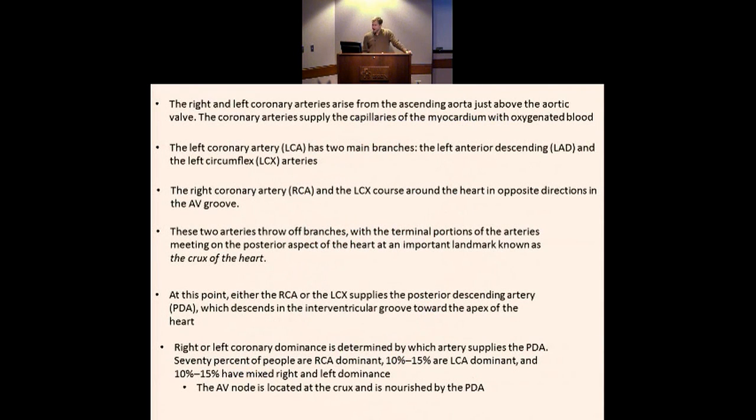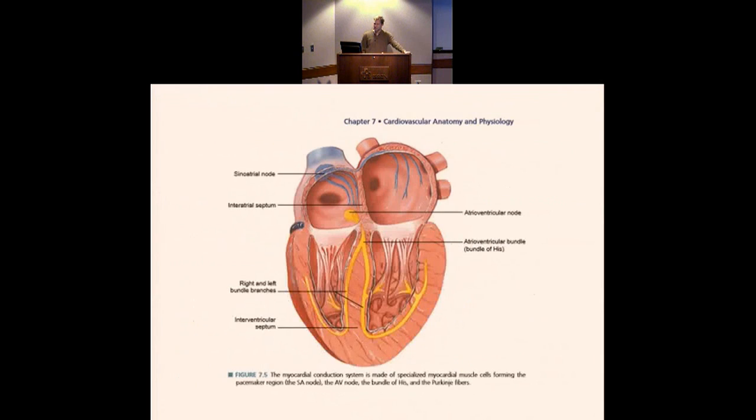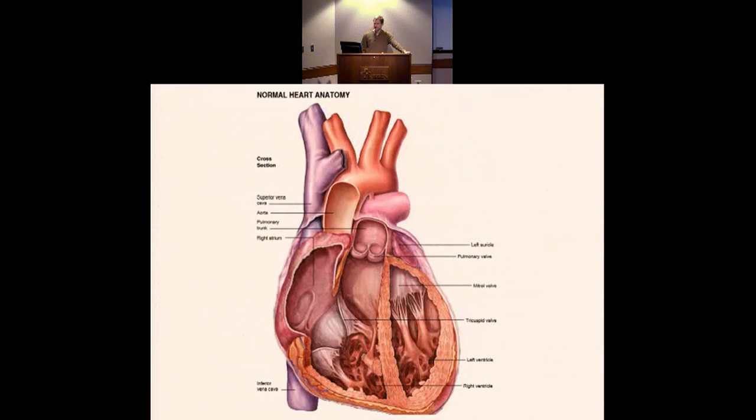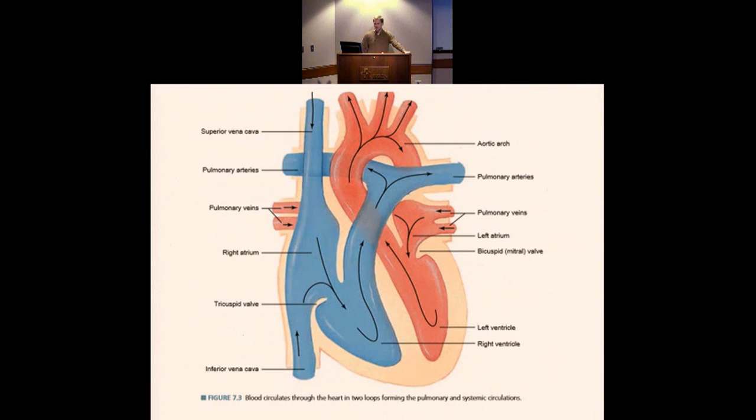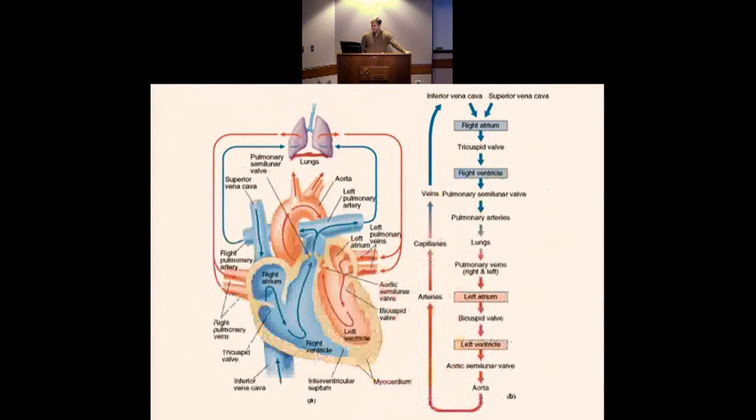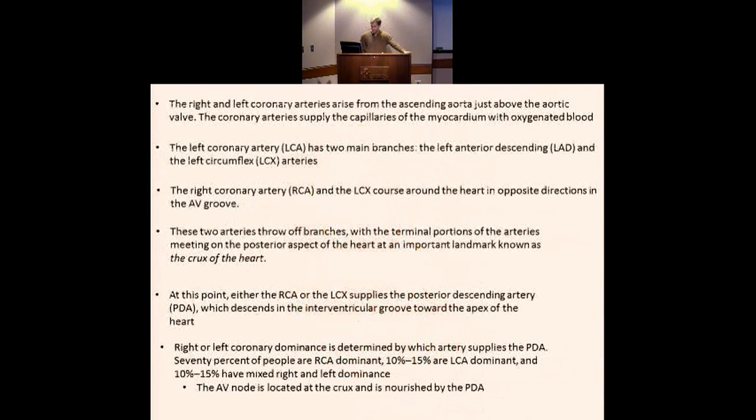So some more terminology here. This is going to be talking about coronary circulation. On that first slide, we talked about how blood flows through the body, but this doesn't really tell you how the heart gets its own blood supply. The right and left coronary arteries arise from the ascending aorta, just above the aortic valve. And the coronary arteries supply the myocardium, which is the heart, with oxygenated blood.